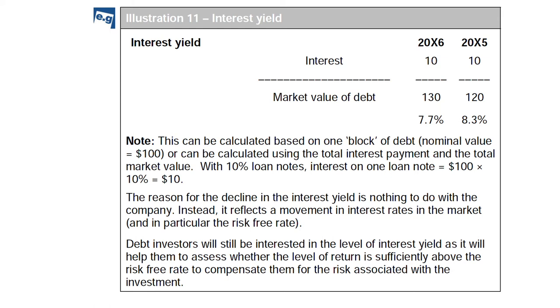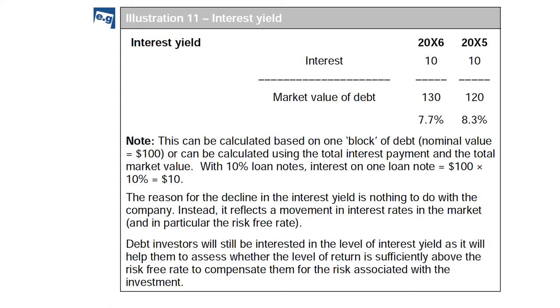Now market value of debt. How do you get the market value of debt? It's given to you. If you go to the income statement, after profit and loss carried forward, it is given below. After share price, market value of loan note. So that market value of loan note is your market value of debt only. What is the debt? Loan note. So 130 and 120, it has been given to you.